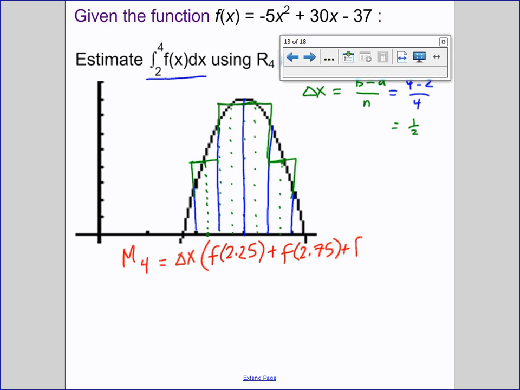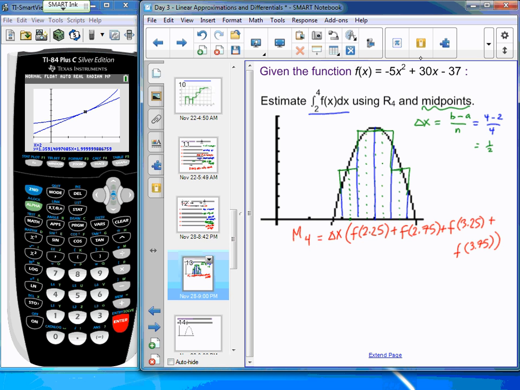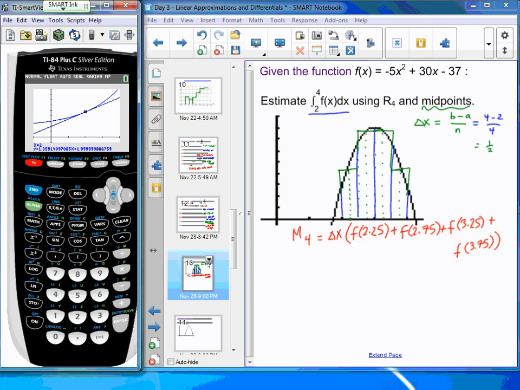Plus f of 3.25, plus f of 3.75. Are those the midpoints of each subinterval? Awesome. Let's go ahead and do our home screen then for that.